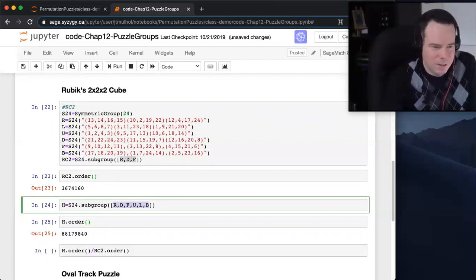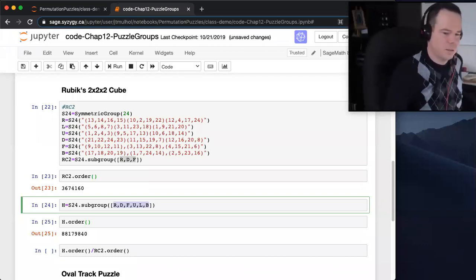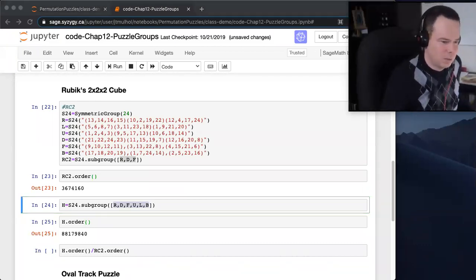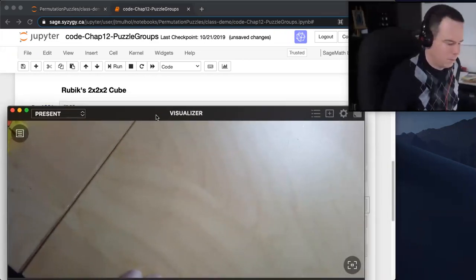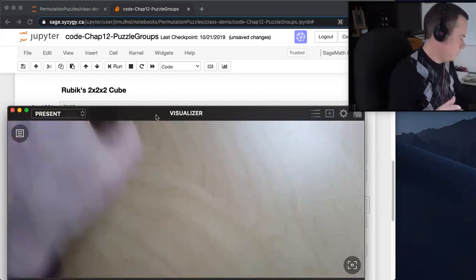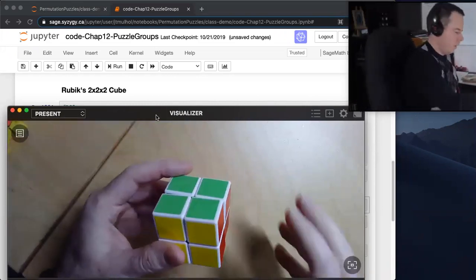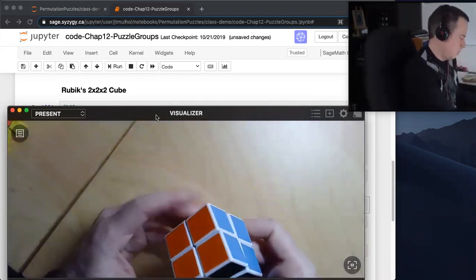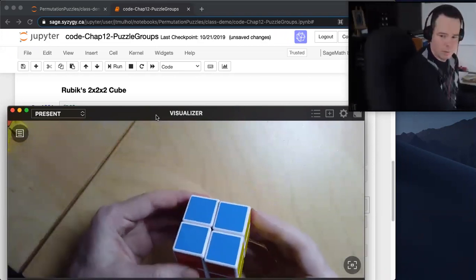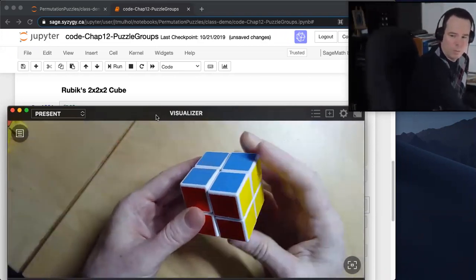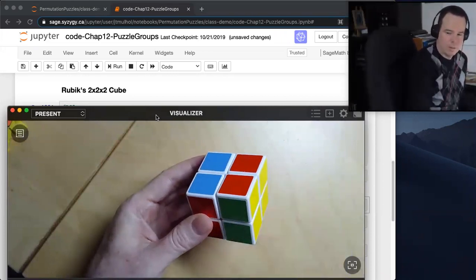R and L are the same in a certain sense. Same with the up and down, exactly. So there are some redundancies here. So let me bring across what I've actually done. Where's my 2x2? There it is. So if I do a right move, maybe I'll hold it with the yellow face to the side. If I do a right move, that's the configuration I get.